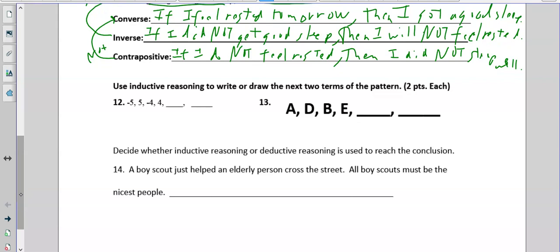So we have negative 5, 5, negative 4, 4. So we're basically going 5, 4, 3. And the first number is negative and the second number is positive.